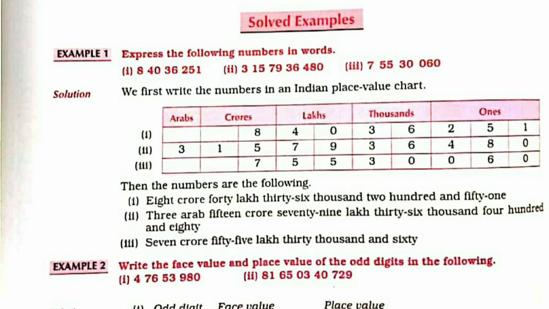In this example, what he did was make one table, mention all the periods, and put all the digits in it. According to the periods he has written the name. The same method we will apply in that question also.